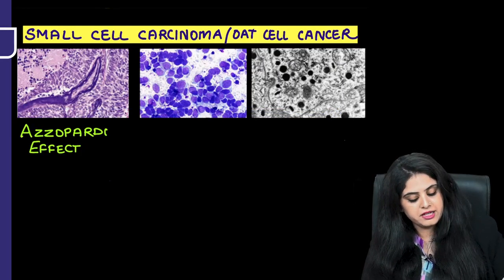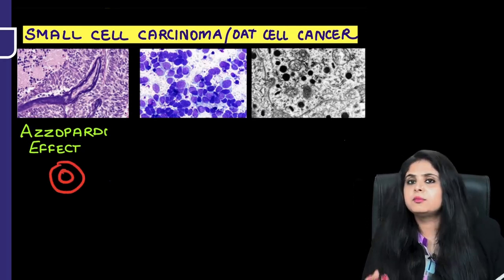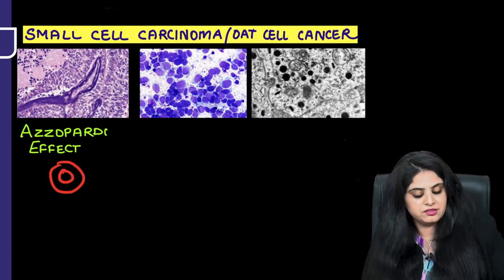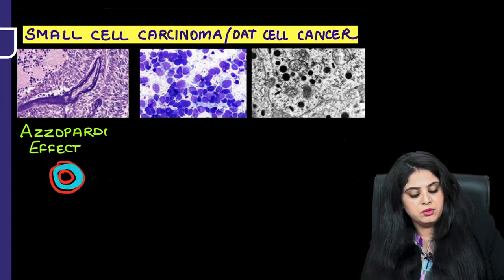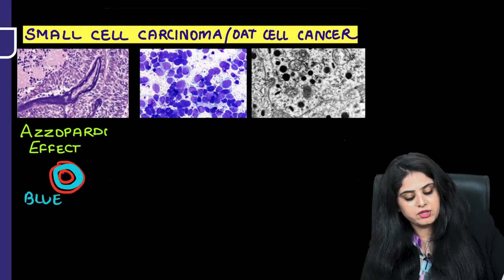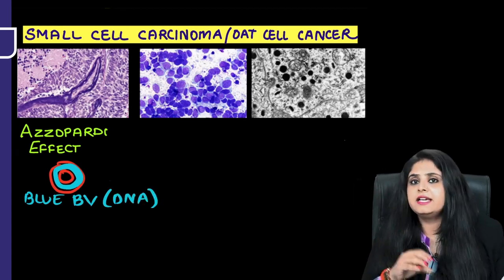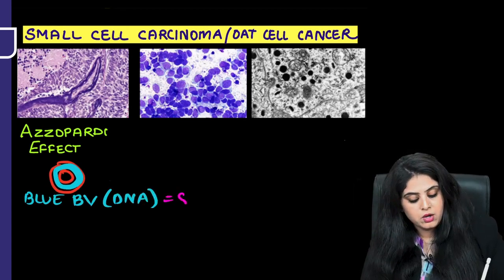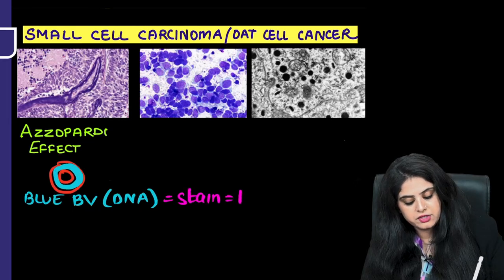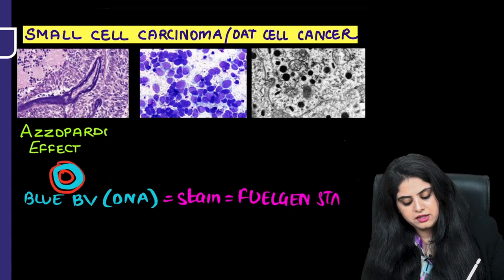What is Azzopardi effect? It's a blood vessel. Blood vessel is supposed to be red blood, but no, this is a blue blood vessel. That is exactly what is Azzopardi effect. What is blue blood vessel? It is the cancer cell. The DNA has come over here. To prove karo, what is the stain for DNA? The stain for DNA is the Feulgen stain.